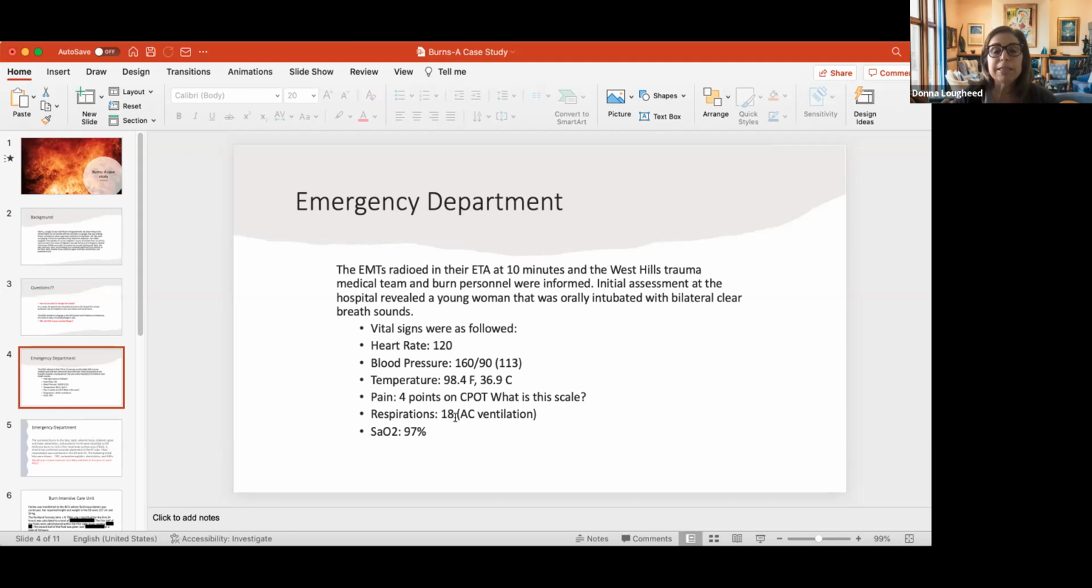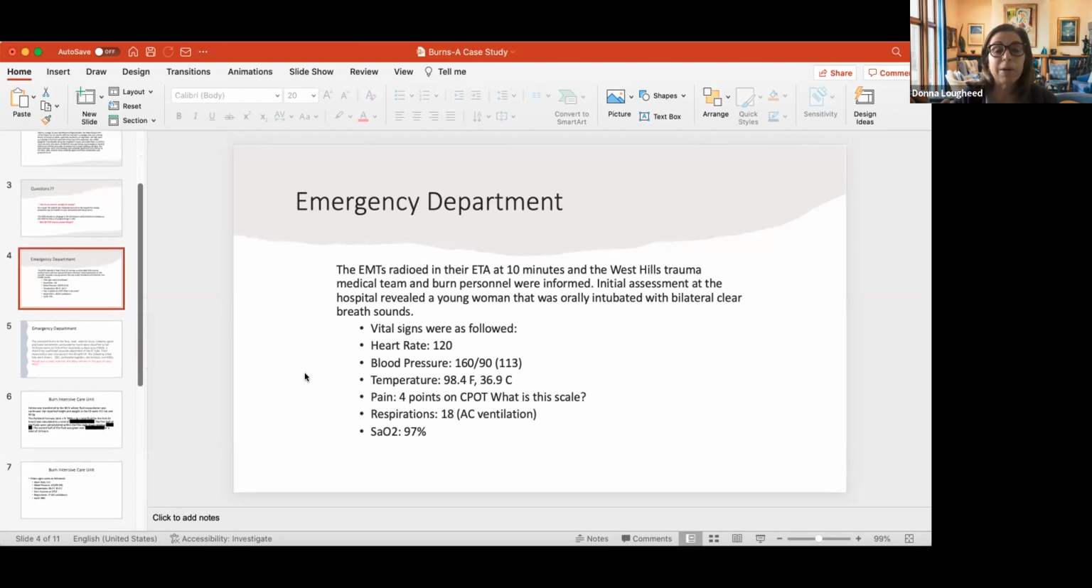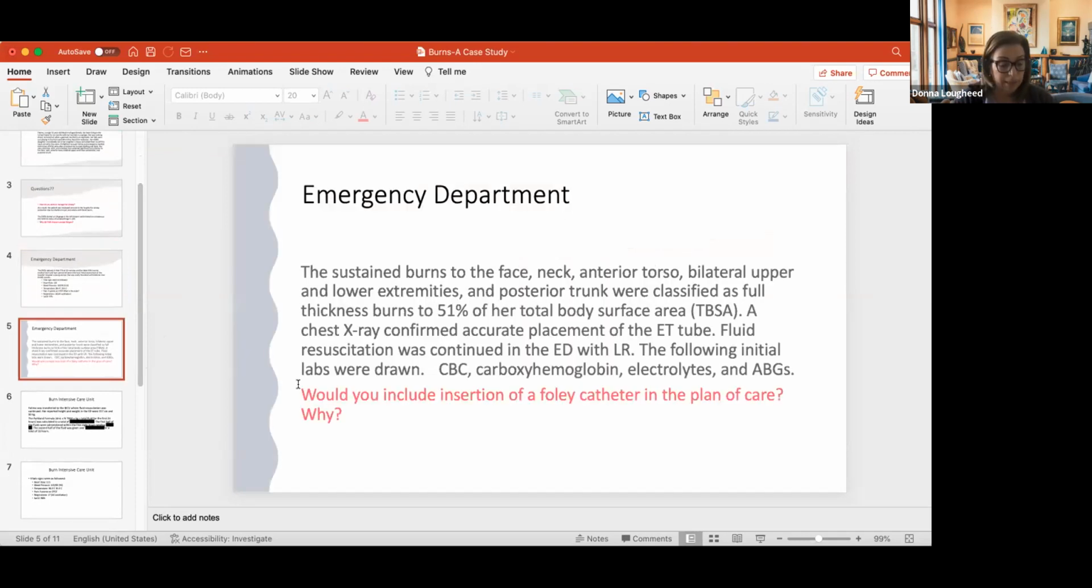Respirations are 18, and that means she's on assist control, and that's the respirations that they set on the ventilator. And her O2 sat is 97%. So we're actually managing that airway quite well there. The burns to the face, the neck, the torso, the bilateral upper and lower extremities and posterior trunk were classified as full thickness burns. And we're talking about 51% of her body.